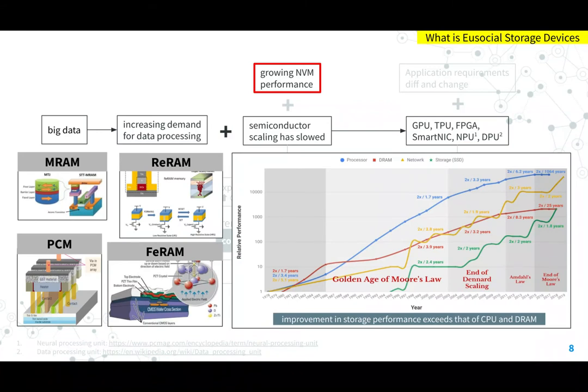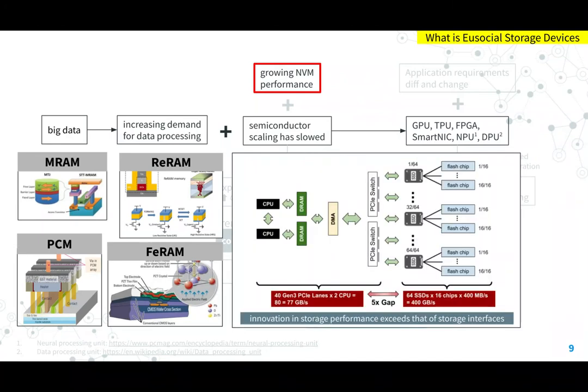While semiconductor scaling has slowed down, storage device performance is skyrocketing. Innovation in storage device performance with technology such as MRAM, ReRAM, phase change memory, and VRAM actually creates a solid performance engine to continuously push forward the performance of storage devices. We have seen that the performance improvement in storage devices has already exceeded the performance improvement in CPU and DRAM. And not just that, we see that the storage interface is becoming the bottleneck of accessing storage performance from the device.